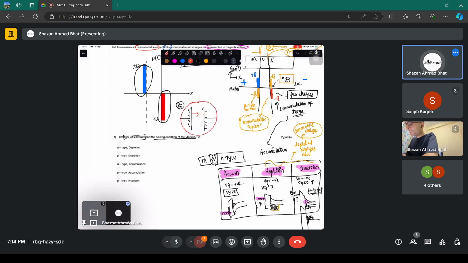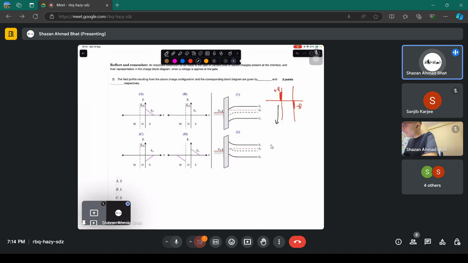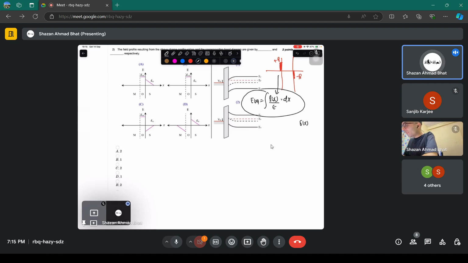And how does this come up? That's what we are going to see. You had a positive charge here, you had a negative charge here, minus q, this is plus q. Now what you need to do, this is the space charge. If you integrate it with respect to x, you get the electric field. As simple as that. If you remember, I have been telling you that if you have a delta charge, you integrate it, you get a unit step. You integrate the unit step, you get a ramp. You integrate the ramp, you get a parabola.